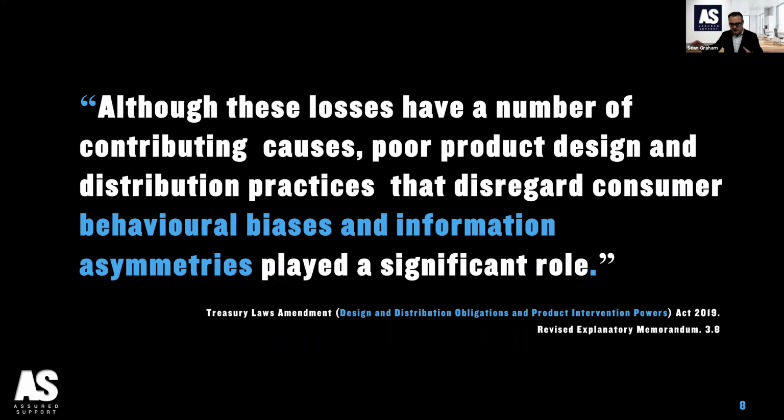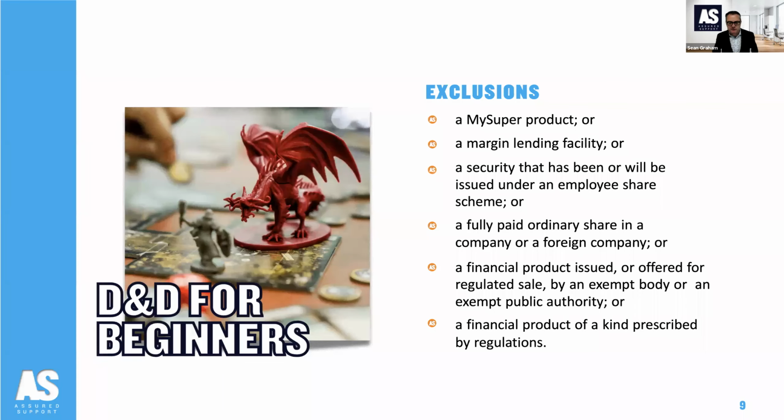And what the change of law was trying to do is figure out, well, if it's too complicated and people don't get it, consumers don't necessarily have the information, the knowledge, the understanding to be able to do that, how do we address that asymmetry? How do we do it? And again, this is why we've got the design and distribution obligations.